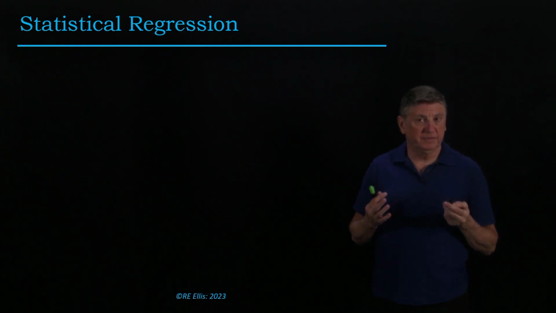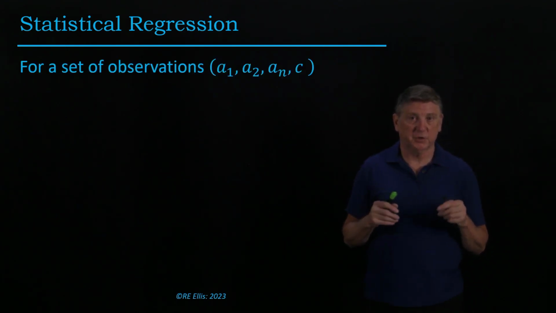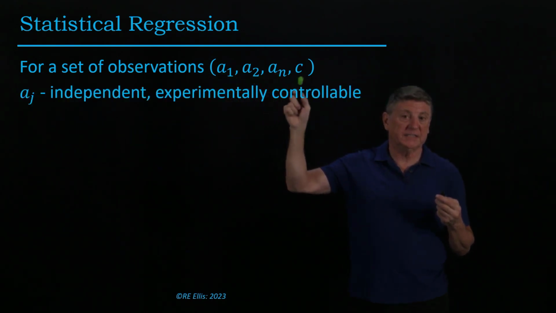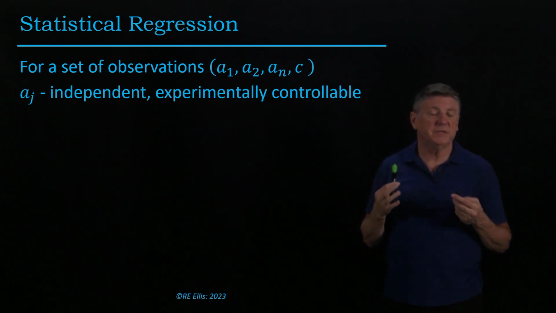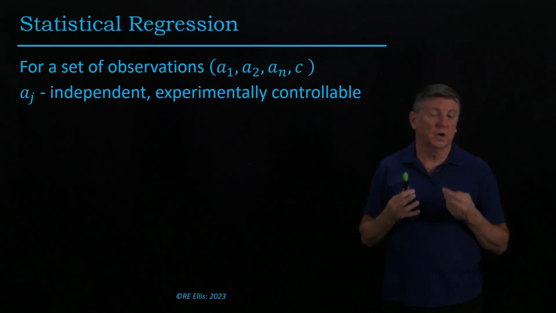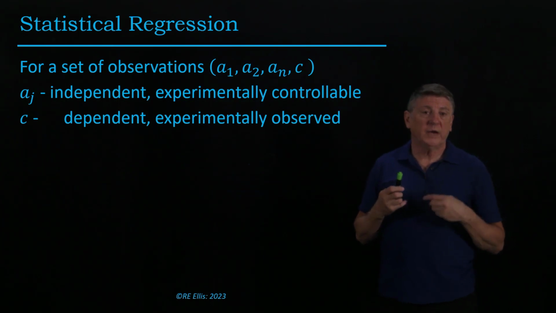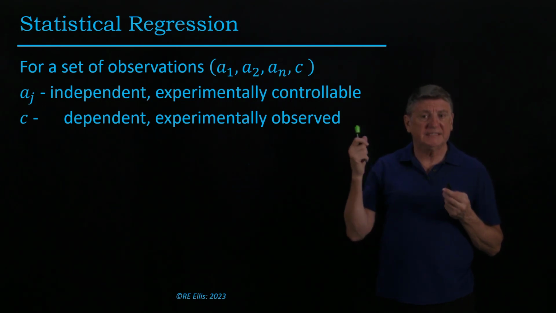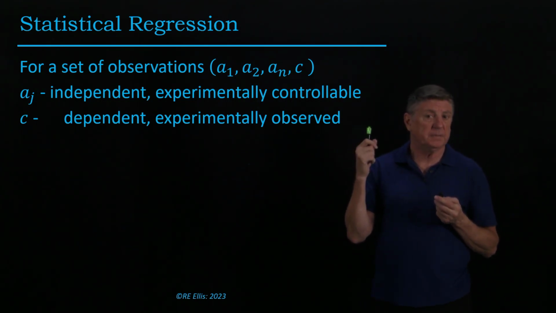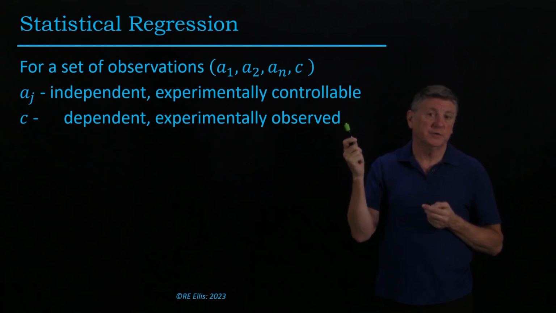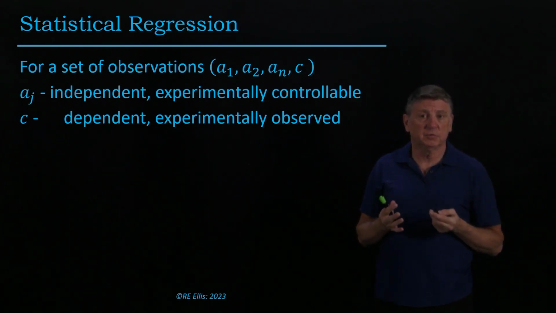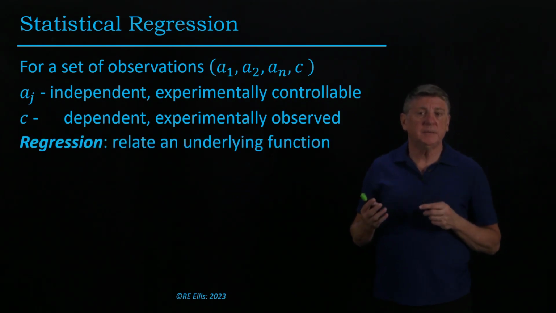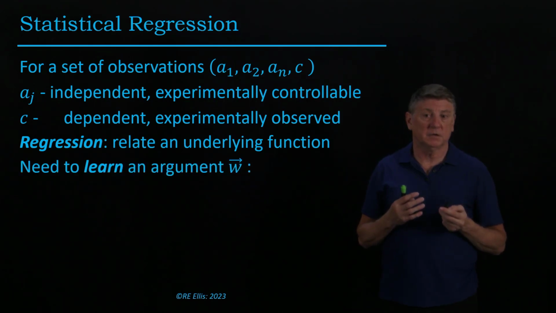Let's switch gears briefly and now think about statistical regression. So if we have a set of observations, these ones are the independent ones, and this is the dependent. We say that independent means usually they're experimentally controllable or they're gathered in some way. And we have some mathematical model that this entry C is somehow dependent on the independent one. Typically these are controllable, these are observed, but that's not necessarily true depending on what the experimental setup is.